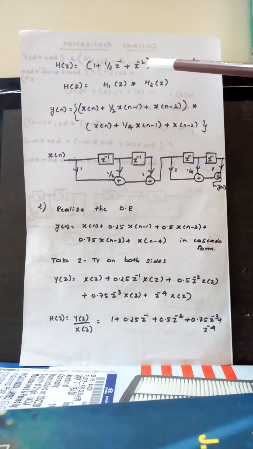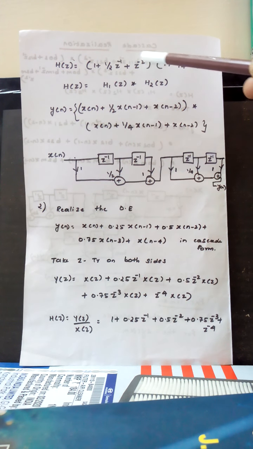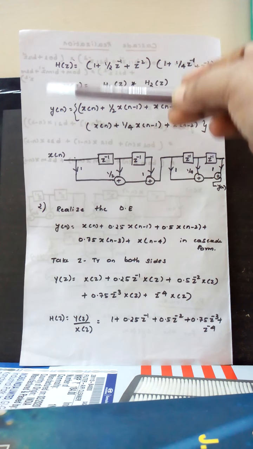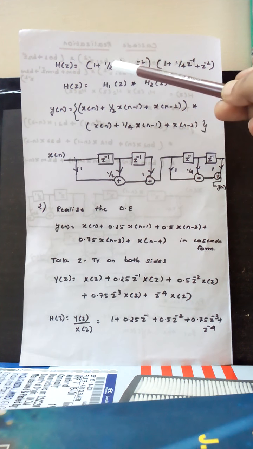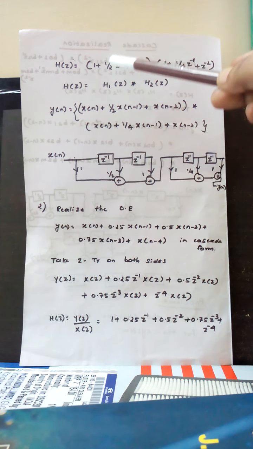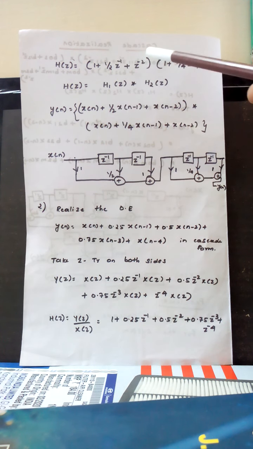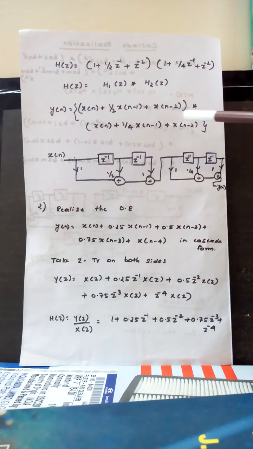Cross multiplying, we get X of z plus half into z to the power of minus 1 into X of z plus z to the power of minus 2 into X of z. Taking the inverse z transform, Y of z becomes y of n, X of z becomes x of n, z to the power of minus 1 into X of z becomes x of n minus 1, multiplied with the constant 1 by 2, and z to the power of minus 2 into X of z becomes x of n minus 2.